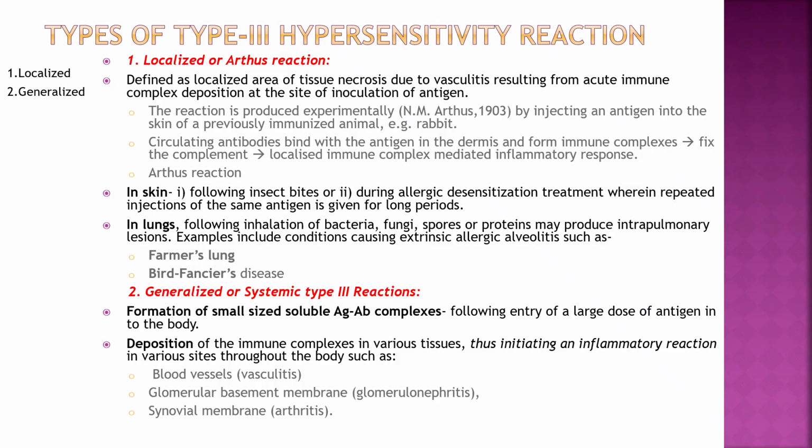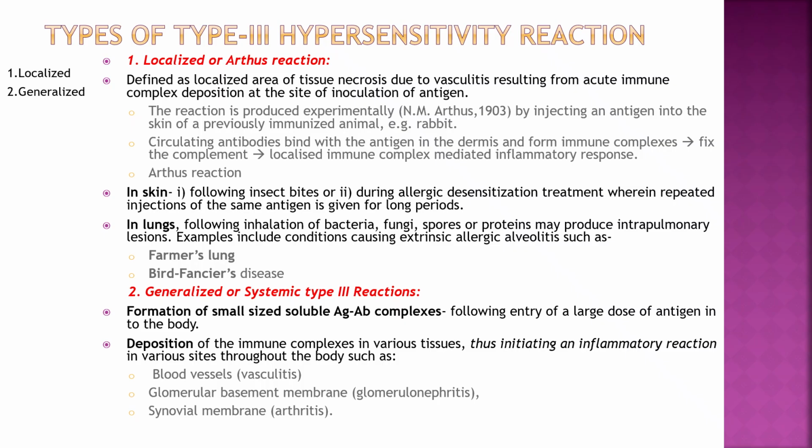The reaction was produced experimentally by Arthus in 1903 by injecting an antigen into the skin of a previously immunized animal, that is a rabbit. Circulating antibodies bind with the antigen in the dermis and form immune complexes, which fix the complement, causing a localized immune complex mediated inflammatory response. That is called Arthus reaction.